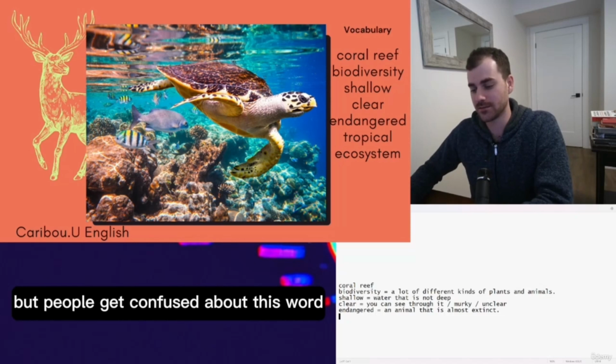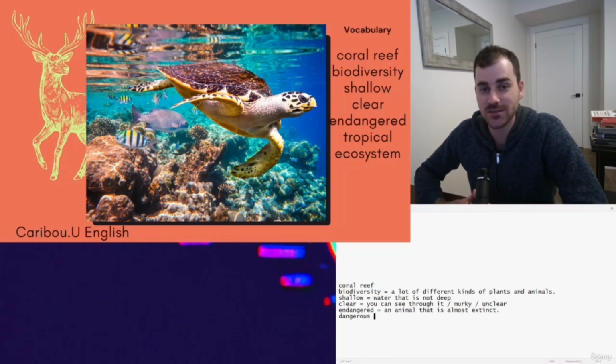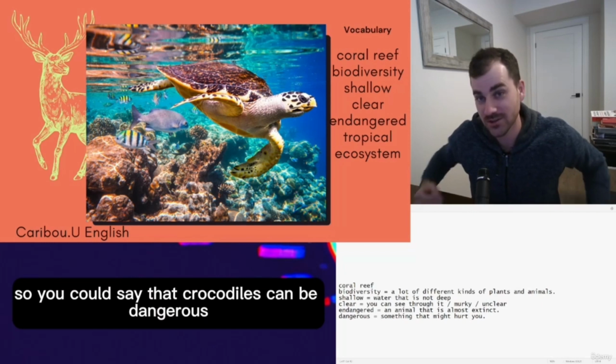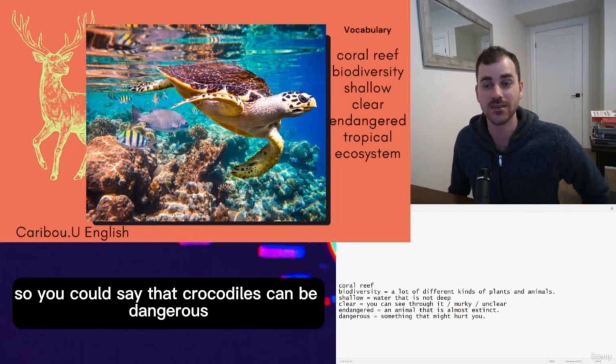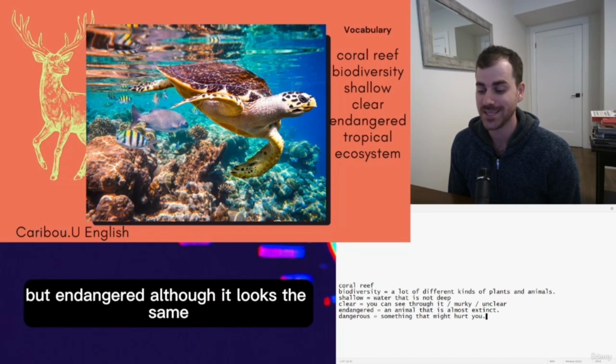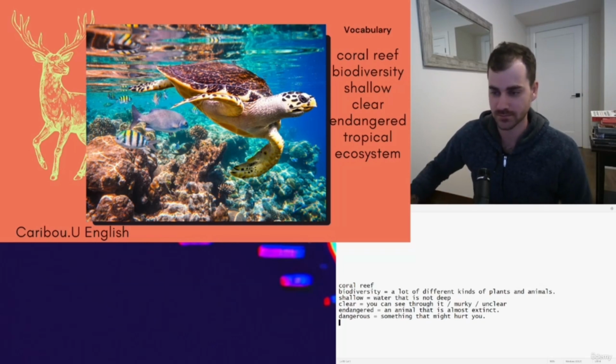But people get confused about this word because it sounds like dangerous. Dangerous is something that might hurt you. So you could say that crocodiles can be dangerous, but endangered, although it looks the same, it's totally different. So just be careful.